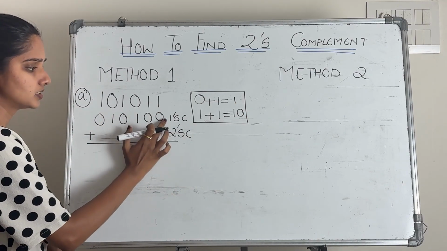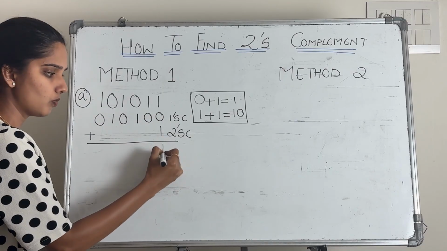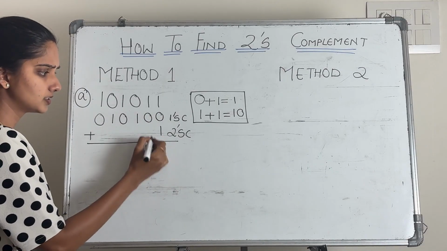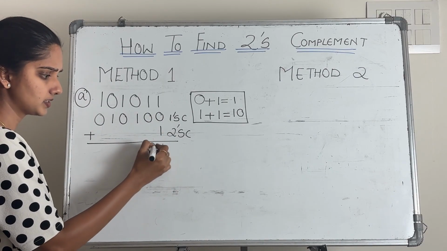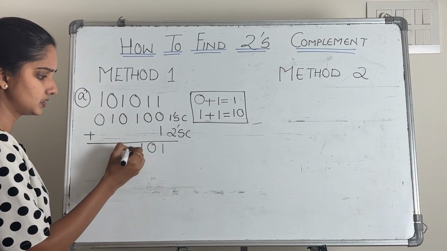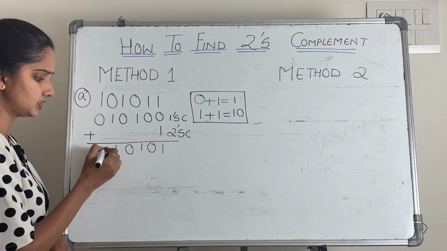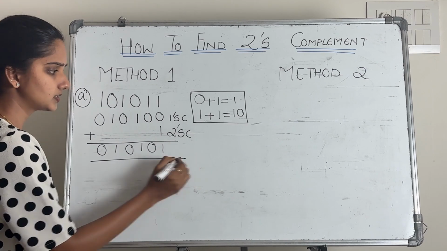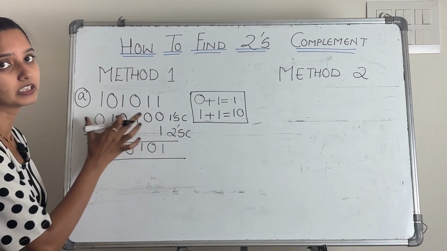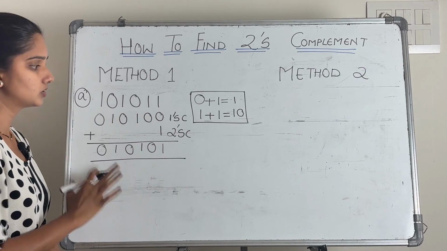So what is it? 0 plus 1 is 1. Next, 0, nothing is over here, so this is going to come as it is. Similarly, 1 will come as it is, 0 will come as it is, 1 will come as it is, and 0 will come as it is. So this is nothing but the 2's complement of the given number. This is how you need to solve.